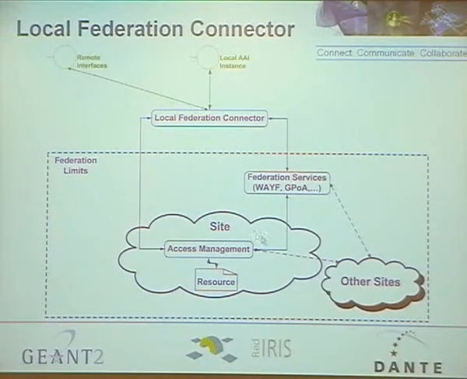And for that purpose, they contact the federation service. It could be a WAYF in the case of Shibboleth. It could be a GPOA in the case of PAPI, for example. And these federation services are going to redirect requests either back inside the federation to some other site in the federation, so nothing happens with the GEANT AAI, or you have to slightly change the federation common services to be aware of the local federation connector.